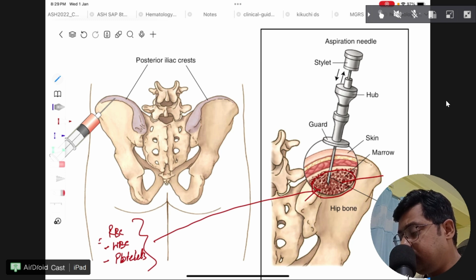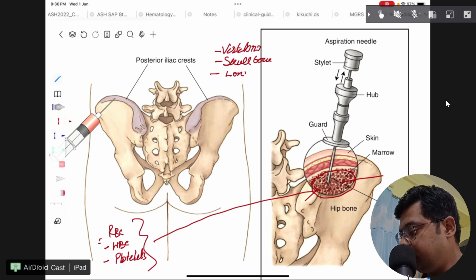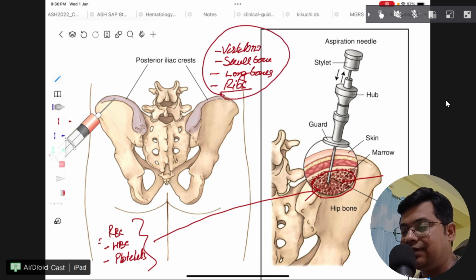So this tissue usually resides within the bones of our axial skeleton. That means the vertebra, skull bone, proximal part of long bones, and some parts of the ribs. So these are the common places in an adult human being where we can find bone marrow.